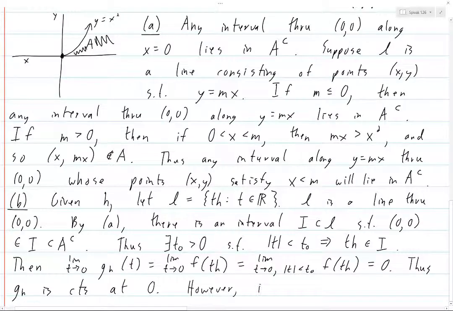However, if we let gamma equal, and now I have to change this because I sort of messed up when I did this, it's going to be all points of the form (x, x squared over 2), where x is greater than or equal to 0.